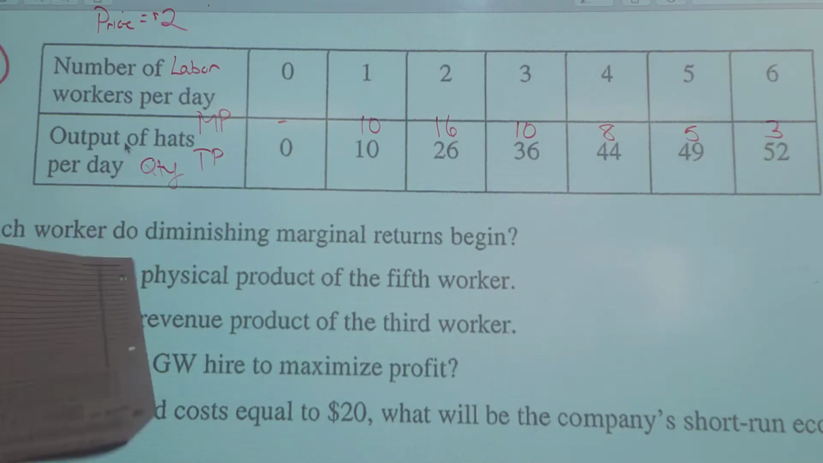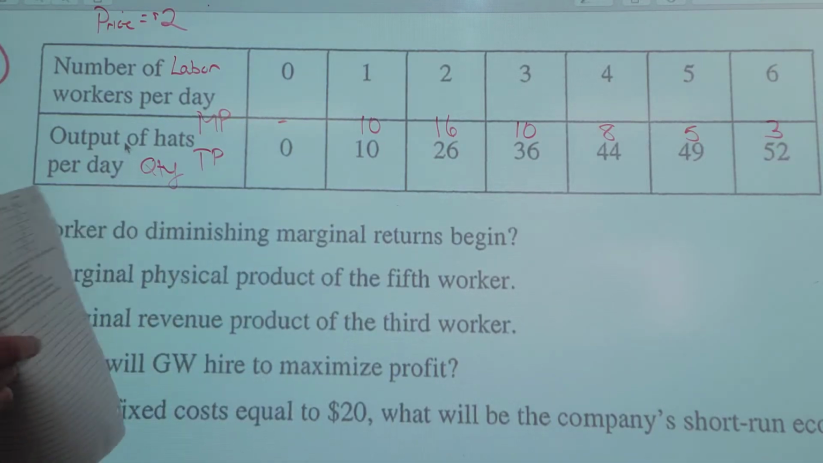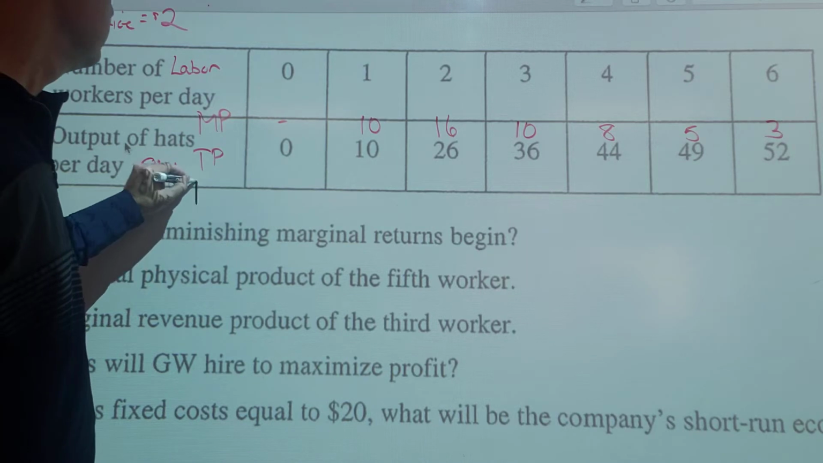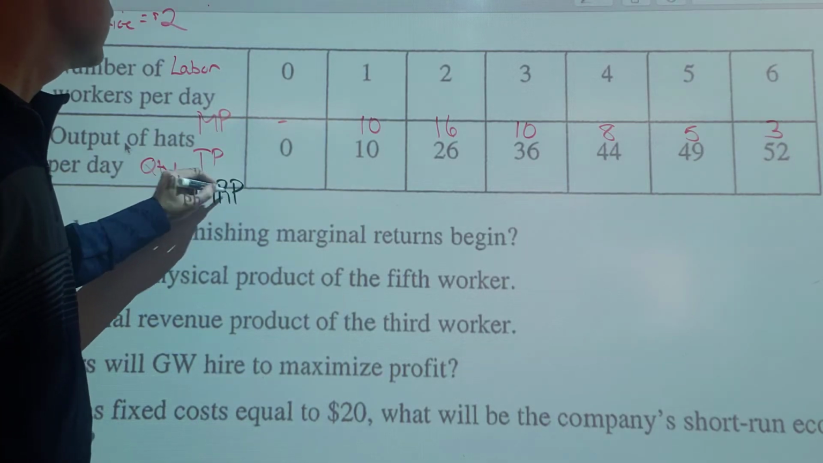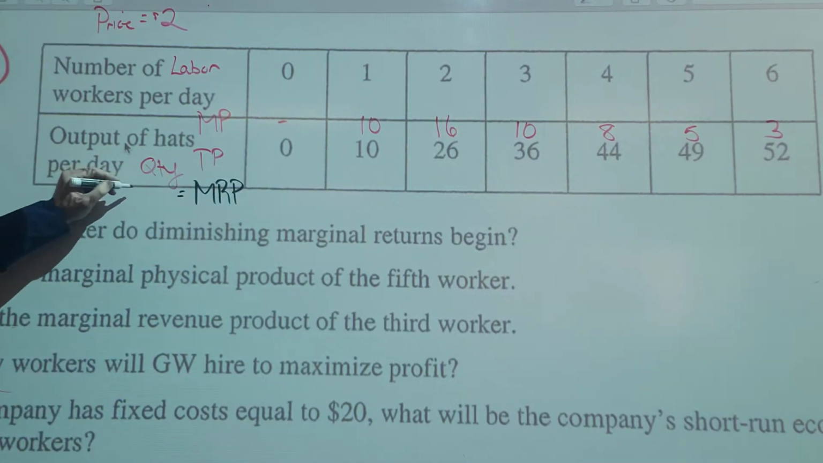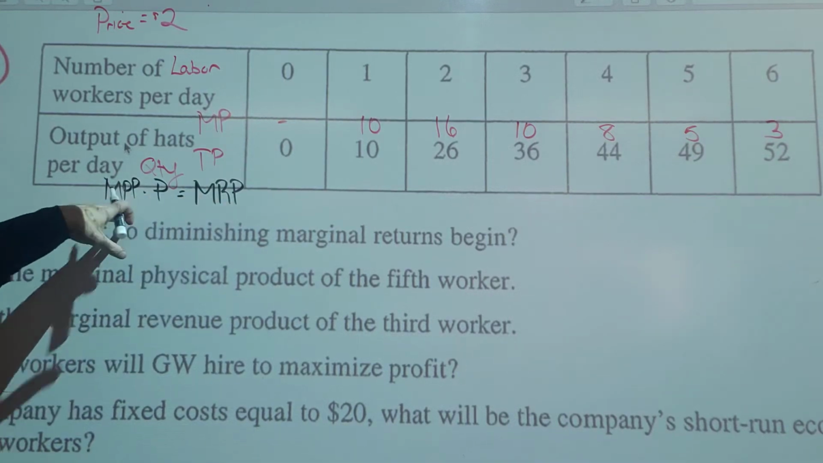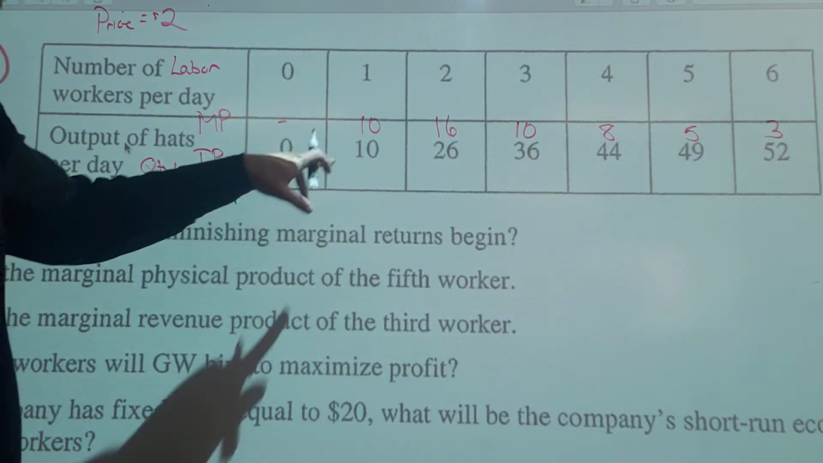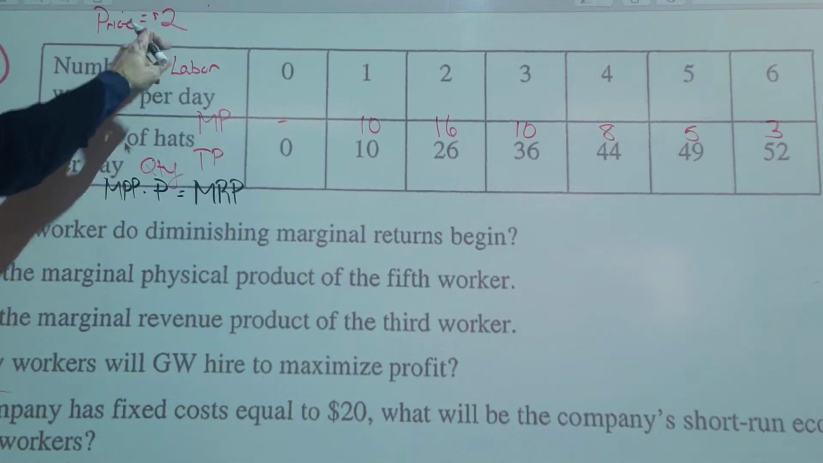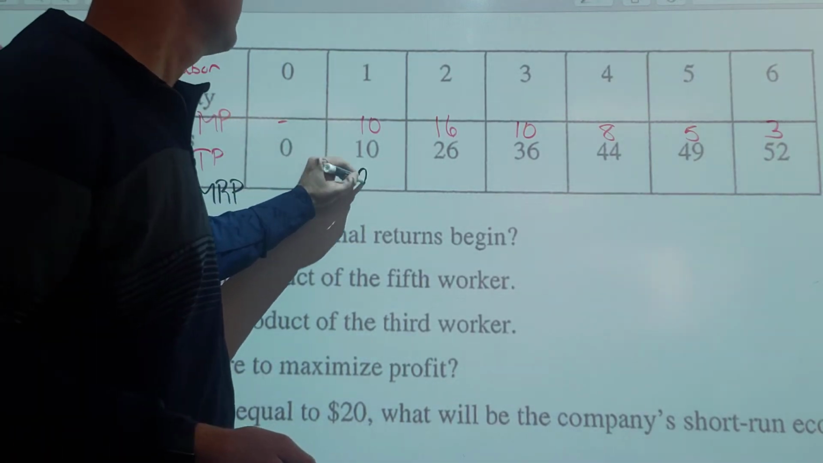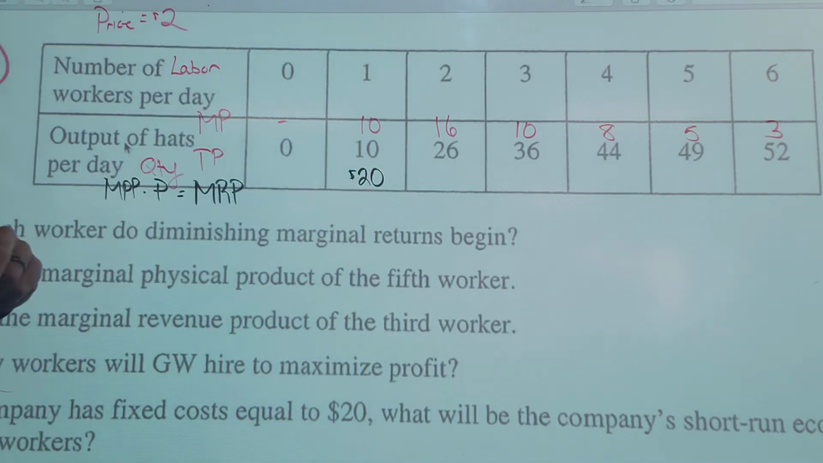Now what I want to do is come through and get marginal revenue product. Well, remember, marginal revenue product is the price of the good times how many new products that worker contributes. What is the marginal revenue product from that worker? The first worker contributes 10 hats at a price of $2. And again, remember, this is a dollar value. So the MRP for that worker is $20.